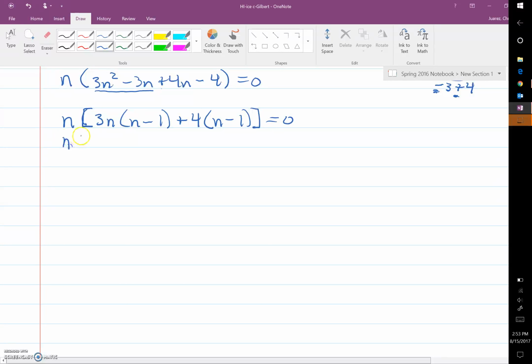Let's finish factoring this guy. These are our greatest common factors. So n minus 1 comes out front. And what's left here? 3n plus 4 equals 0.